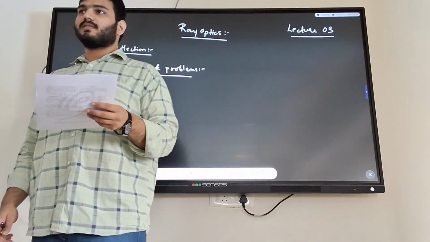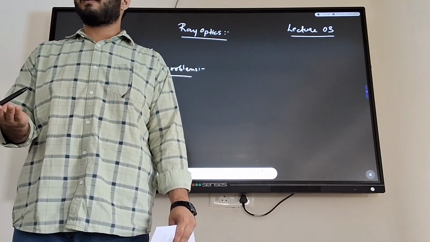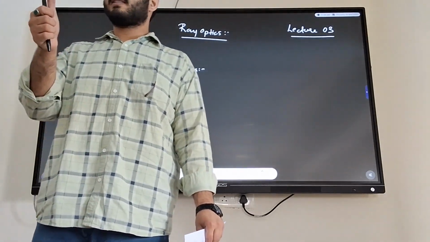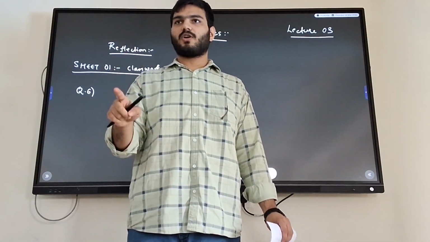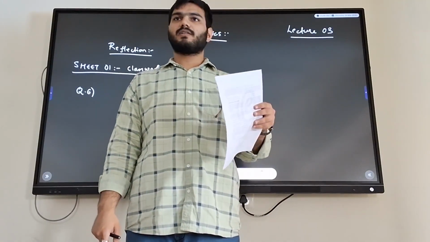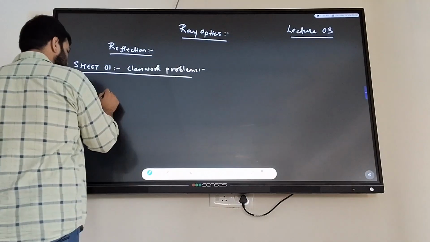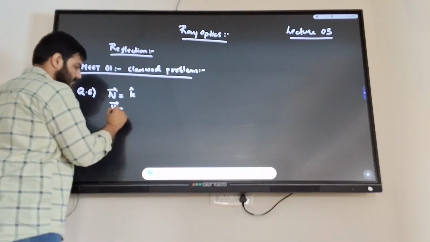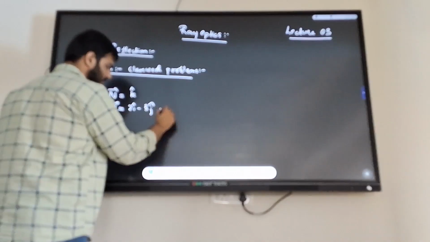Yes. The question is something like this: the mirror is lying on the xy plane, so the normal to it will be in the z direction. Then the component of object velocity which is parallel to this normal will be reversed, and the components which are perpendicular to it will remain unchanged. What is the normal vector direction? The normal vector is k cap. What is the object velocity? 2i minus 3j plus 4k.